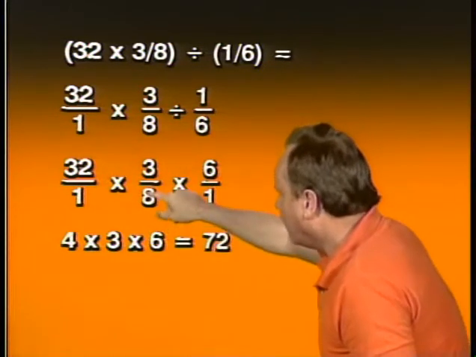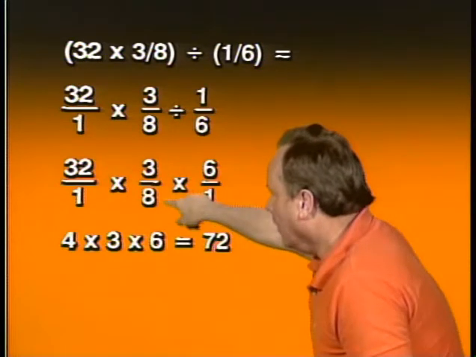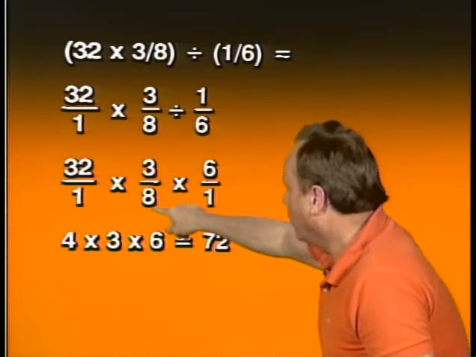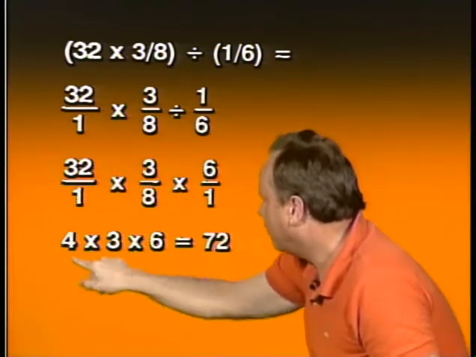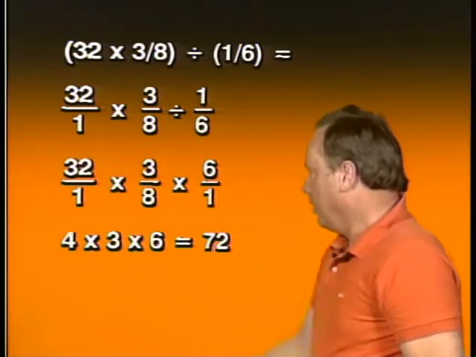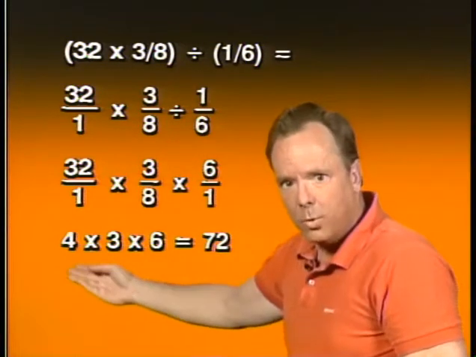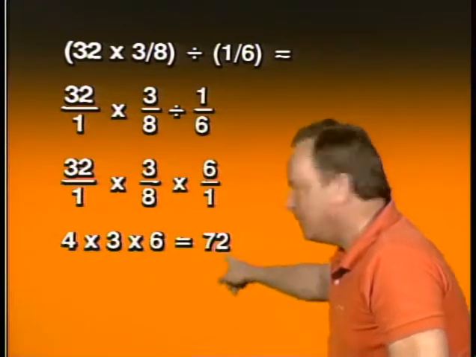First of all, I see right off here we have an 8 and a 32. We could divide each of those by 8. And the 8 becomes 1. The 32 becomes 4 when you're divided by 8. So now we have 4 times 3 times 6. And 4 times 3 is 12, and times 6 is 72. And the correct answer is 72.